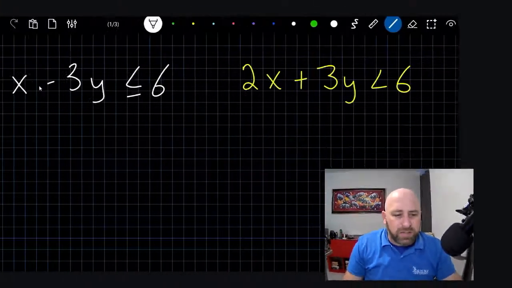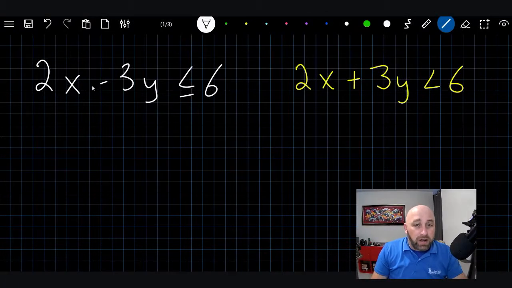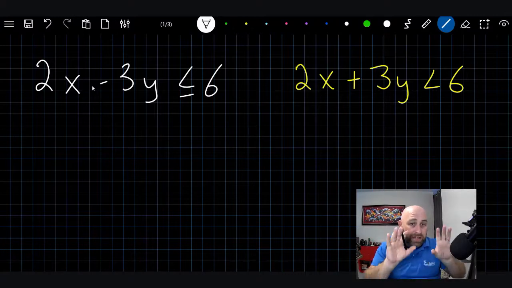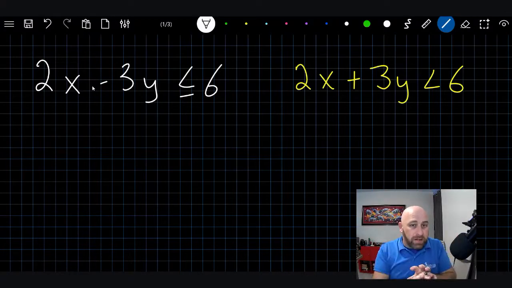I'm going to do that first example. All I'm going to do is solve these, and then graph them. Remember, systems of equations are two lines on the same graph. So I'm going to take these two and put them onto the same graph.